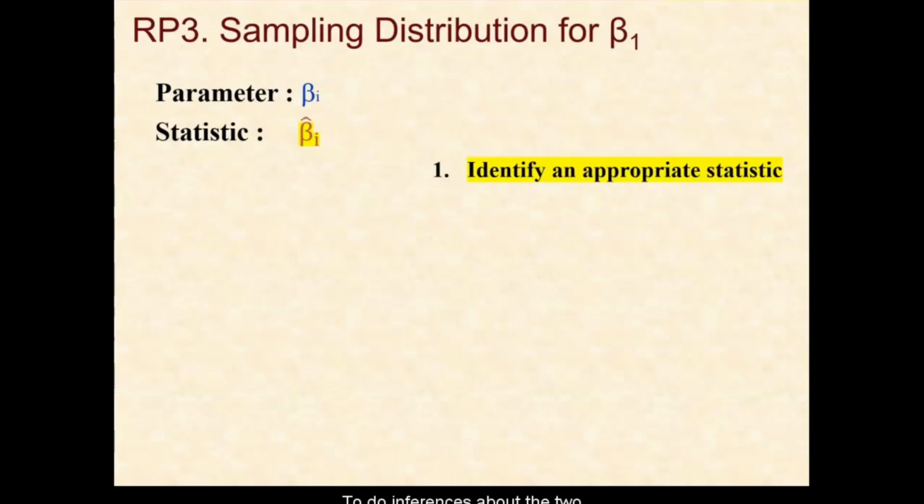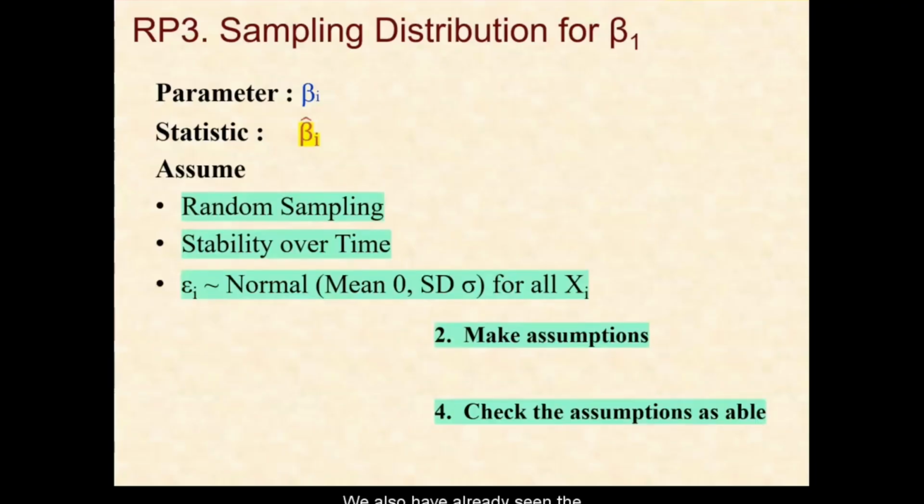To do inferences about the 2 beta parameters in our model, as indicated, the appropriate statistic for inference about each of the beta i is its corresponding beta i hat. In each case, the beta i hat is our best point estimate of its beta i. We also have already seen the assumptions for regression, repeated on this slide. We also have seen how these assumptions can be checked.